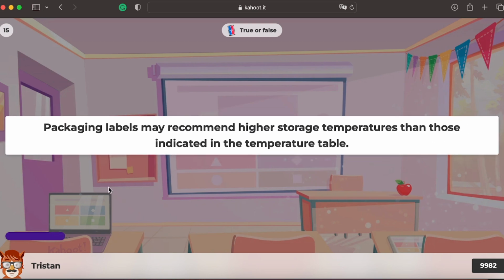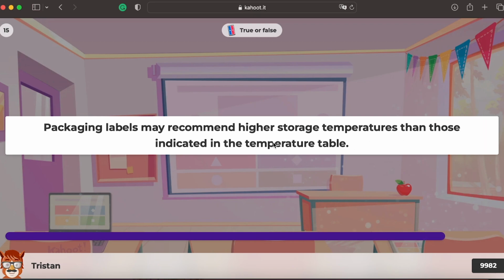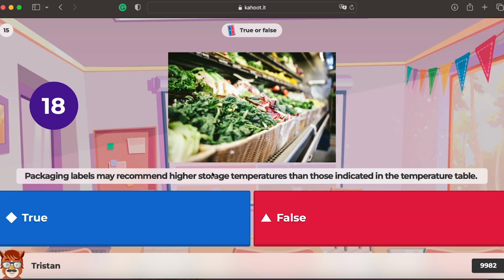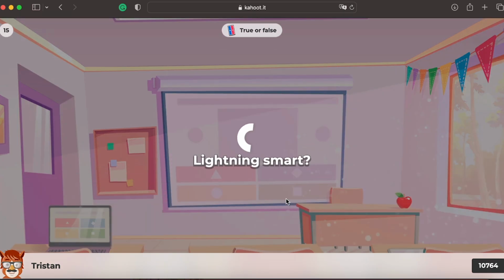Final question. Packaging labels may recommend higher storage temperatures than those indicated in the temperature table. Is it higher or lower? Because it should be cool. So false.